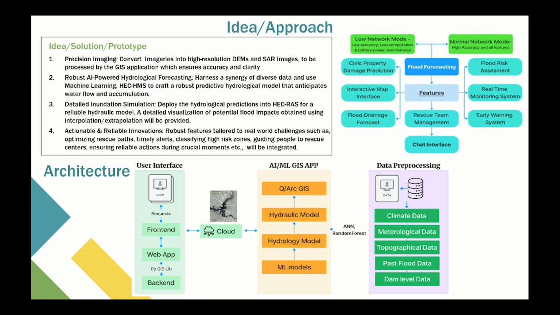We'll be including robust features such as optimizing rescue paths, timely alerts, classifying high risk zones, and guiding people to rescue centers, ensuring reliable actions during crucial moments, etc. Our architecture is a full stack app along with front end, web app, and back end. We will also be using cloud, and along with that, we'll be including AI ML models such as ANN and random forests. We'll also have hydraulic and hydrology models.